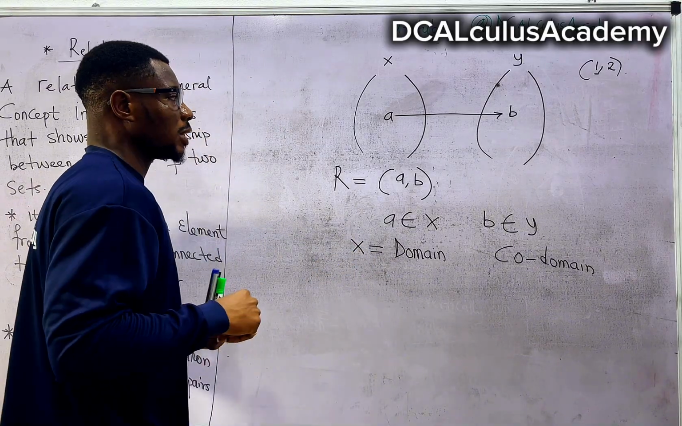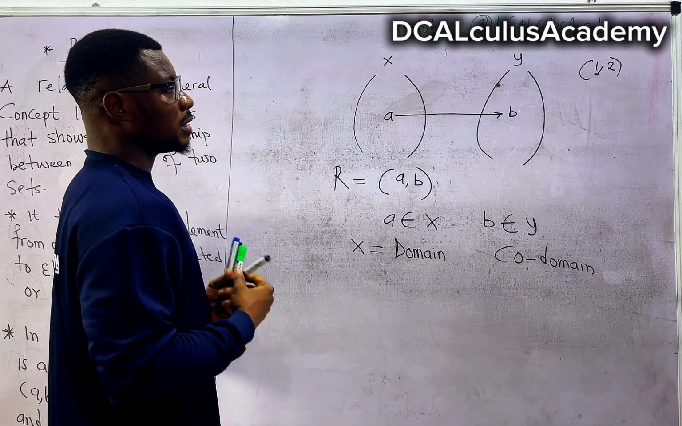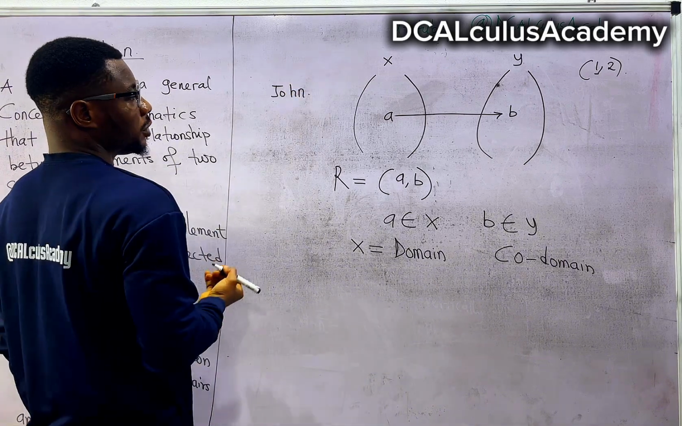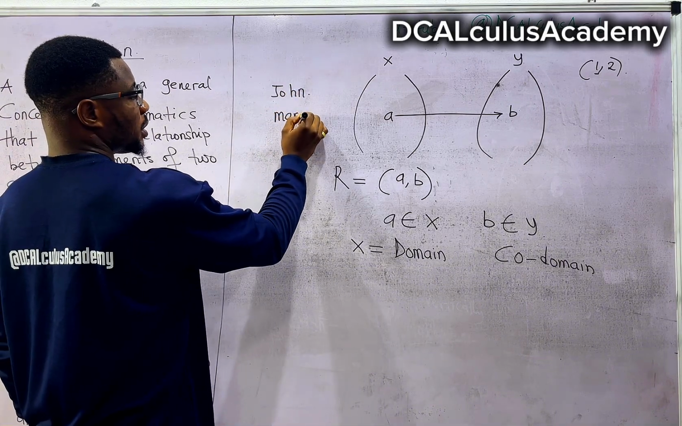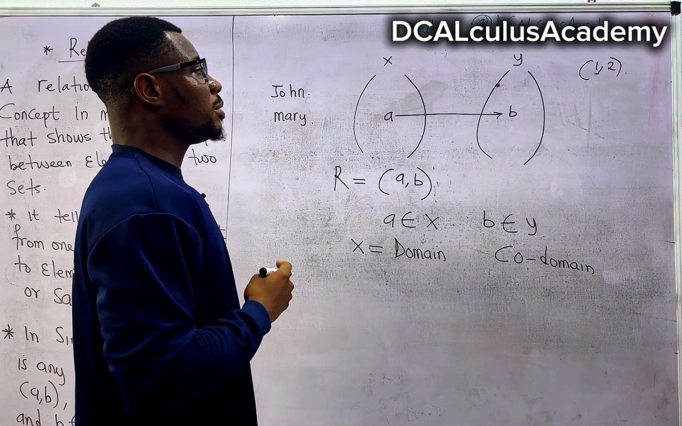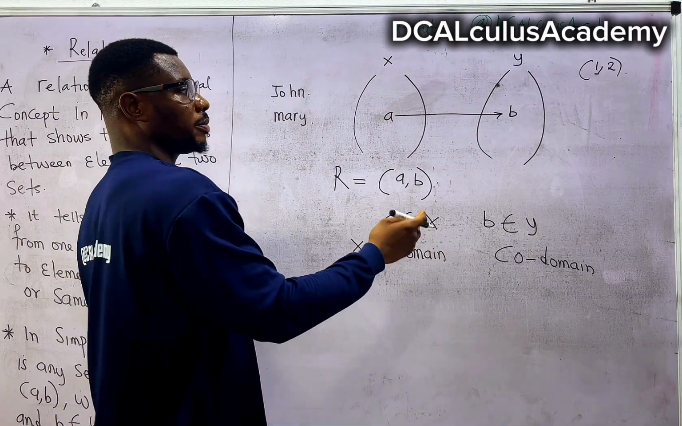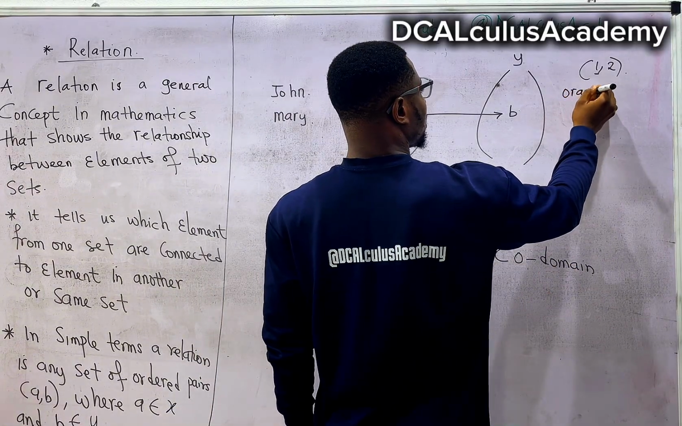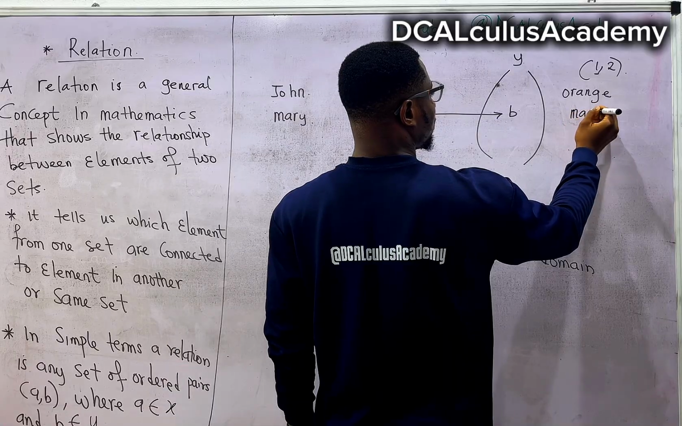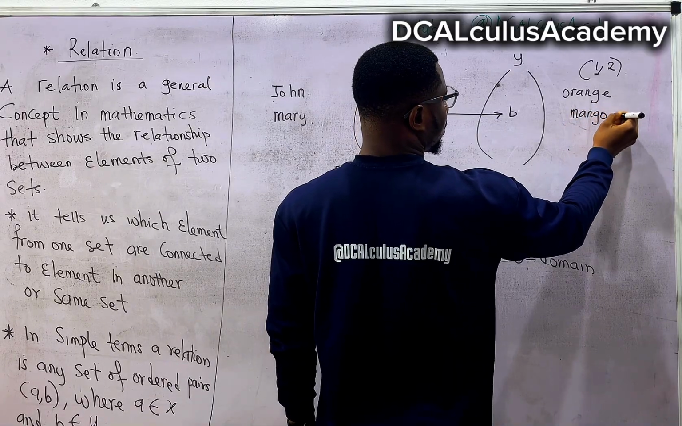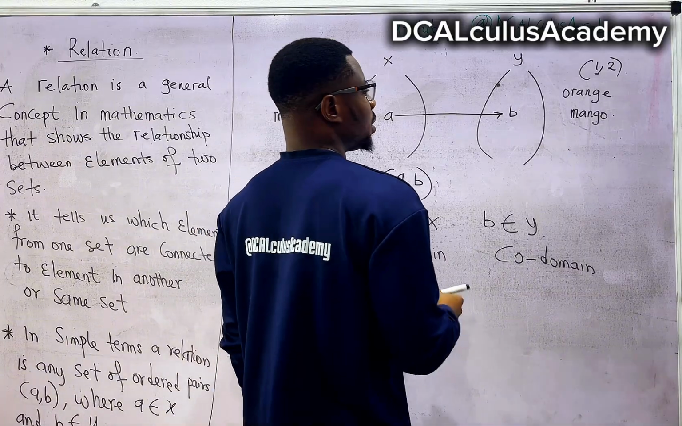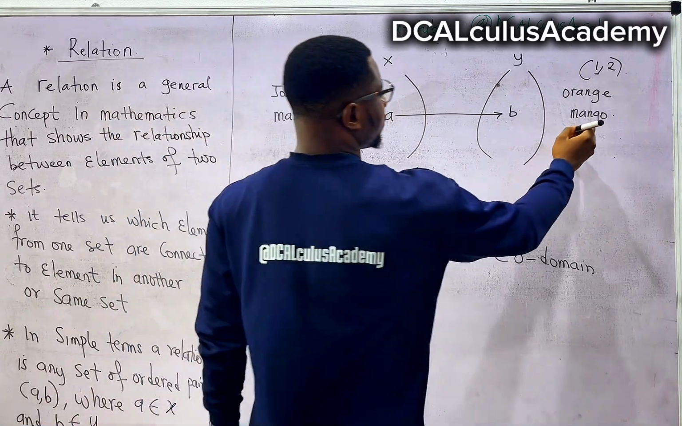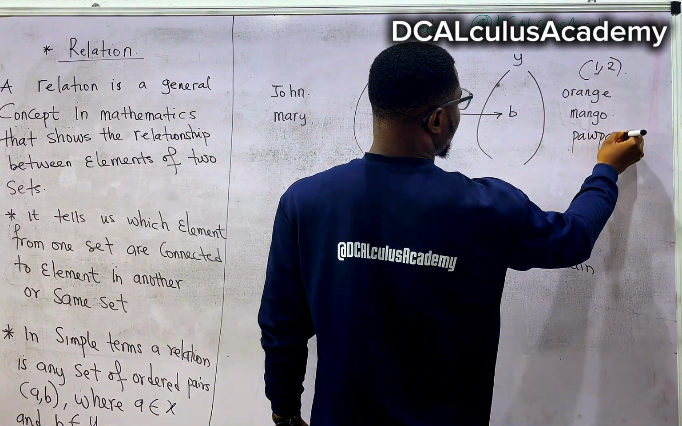What it means is, let me give you an illustration. For instance, in set X, I have John. I have Mary, for instance, and John and Mary relate to another set Y, and the elements in Y are different fruits, like your orange, your mango. Let's say they relate to these two fruits here. You can have other fruits, like, for instance, your pawpaw.